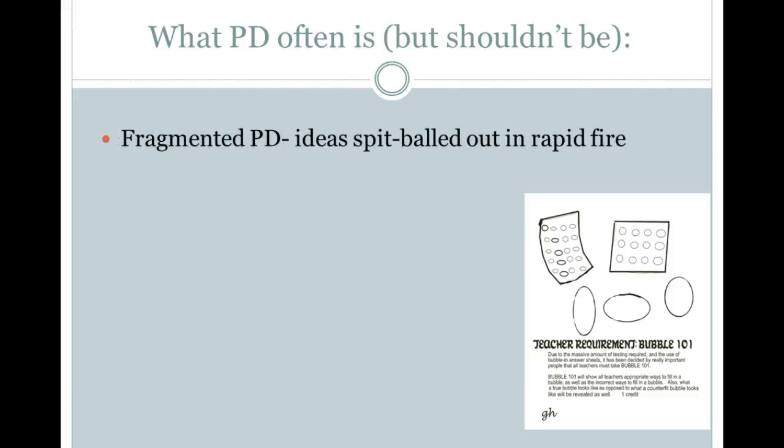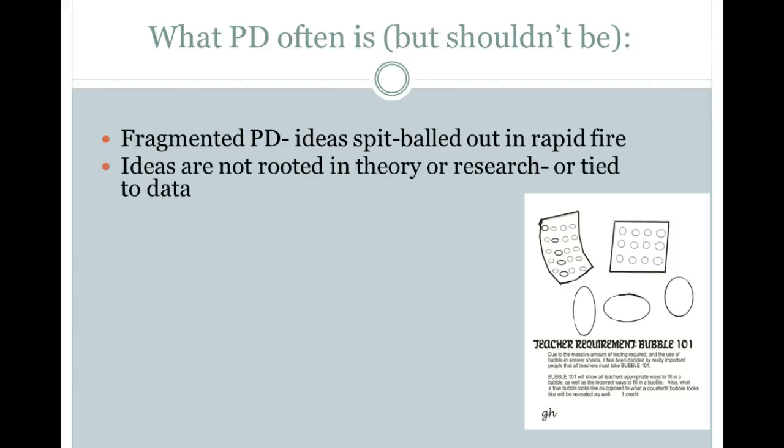So what PD often is but shouldn't be? Fragmented PD. Ideas spitballed out in rapid fire. Here, try this, try this, try this. Or, in September we have a PD on this. In October we have a PD on something completely different. Then in March we're talking about another idea. That is also fragmented PD. Ideas are not rooted in theory or research or tied to data. So, as we saw in previous readings, you need to look at your data and then use that to plan your PD.